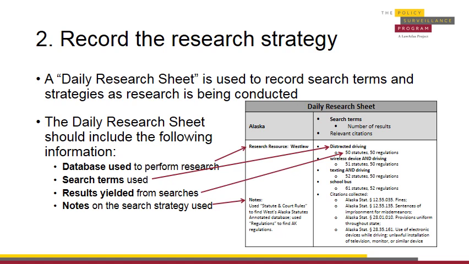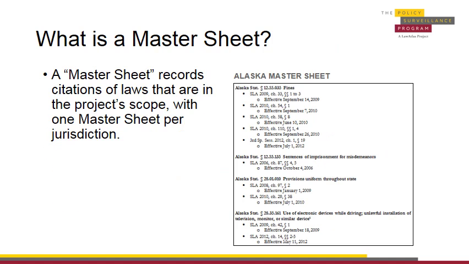The search strategy should also be included in the research protocol, which is a document describing the methodology used in a project. The protocol is a living document that evolves throughout the project. The goal of the protocol is to create a project that is transparent and replicable. For more information on the research protocol, please see Module 7 of the Learning Library, Publication and Dissemination. Relevant laws that are being identified should be recorded on a master sheet document.